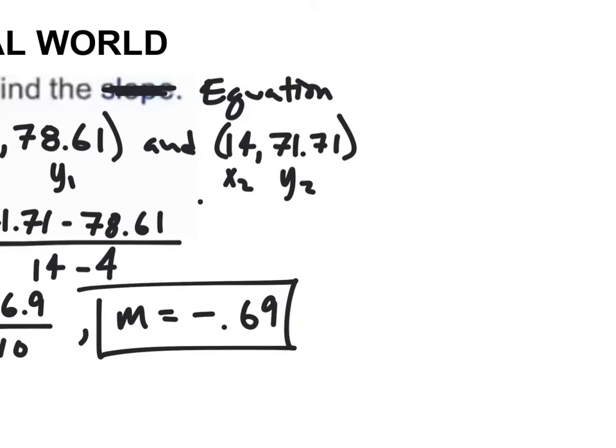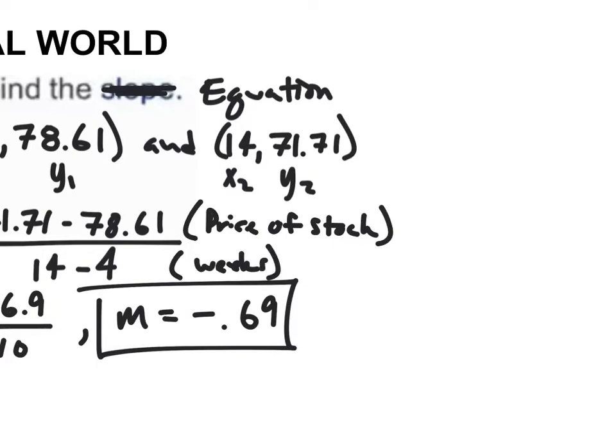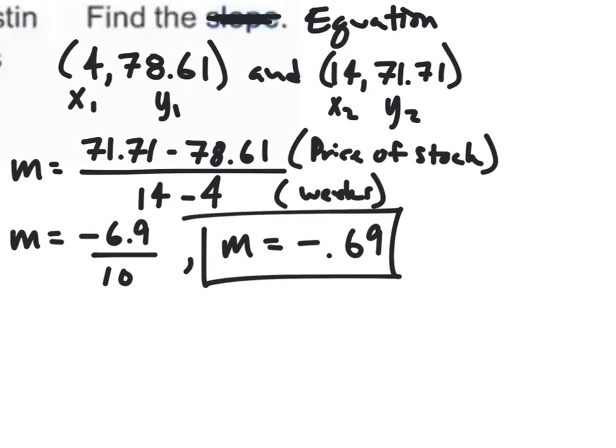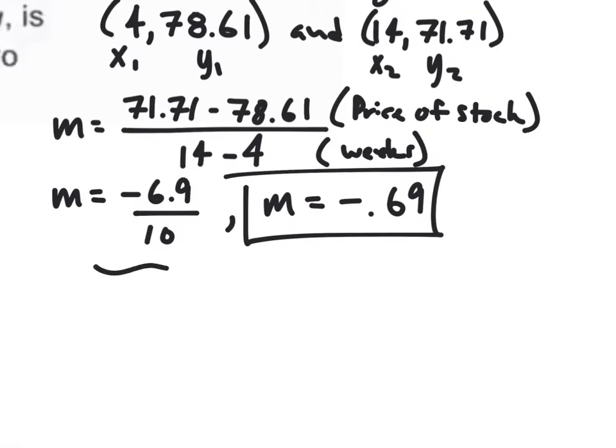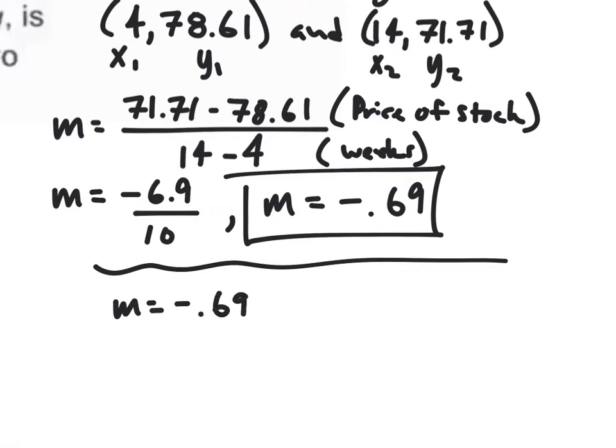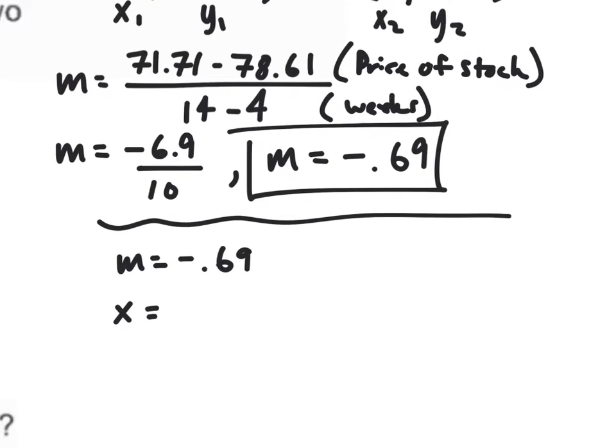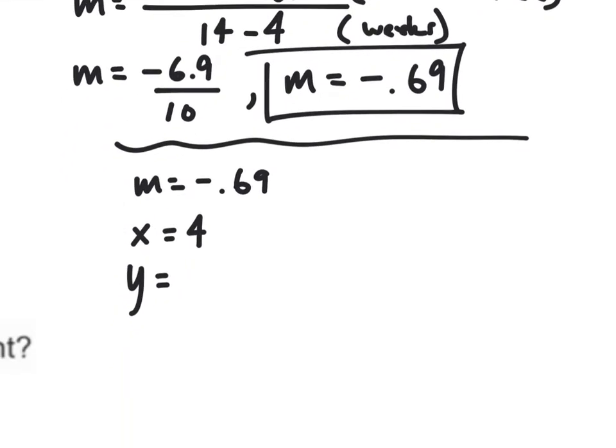Remember that when I wrote this, my numerator was cost, or the price of the stock, and then this was weeks. So we'll come back to that. I just want to get the slope down. And then let's use one of these points. So my slope is equal to negative 0.69. My x value that we'll start with is 4, and my y value is 78.61.